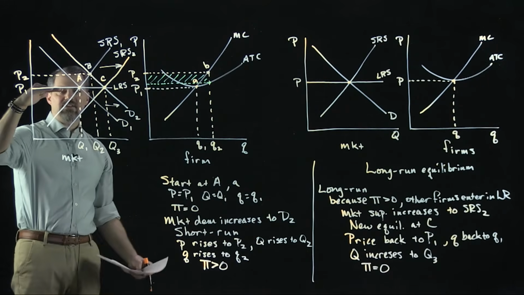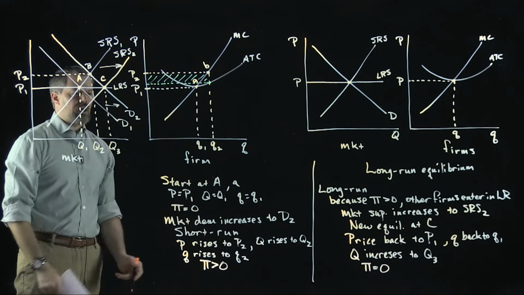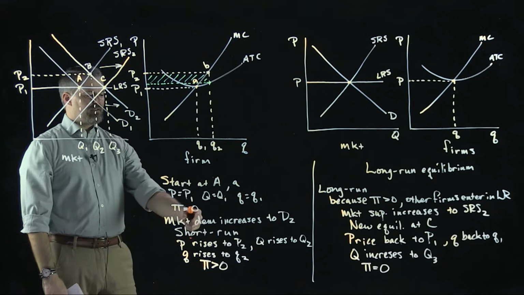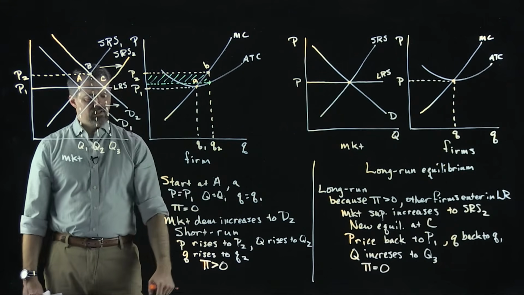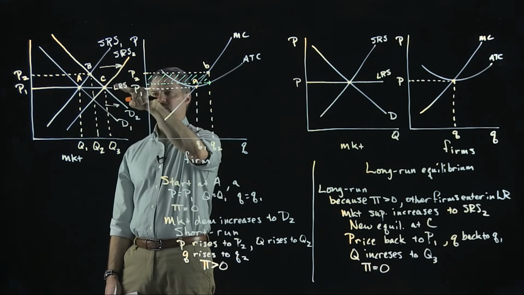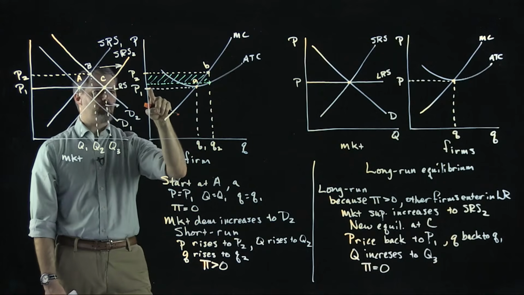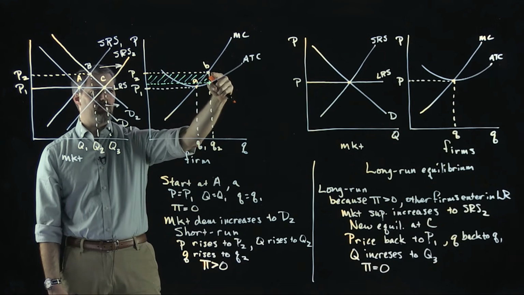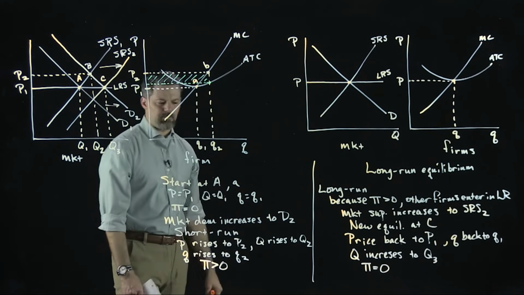Okay, so let's just briefly run through what happened here. We started at a price of P1. All firms were making 0 profit, producing little q1. In the short run, we had an increase in market demand. And in the short run, that drove our price up to P2, up to here. Firms responded to that higher price by increasing the quantity they produced. They ended up moving up here to point B and making a positive profit. That's the short run impact.